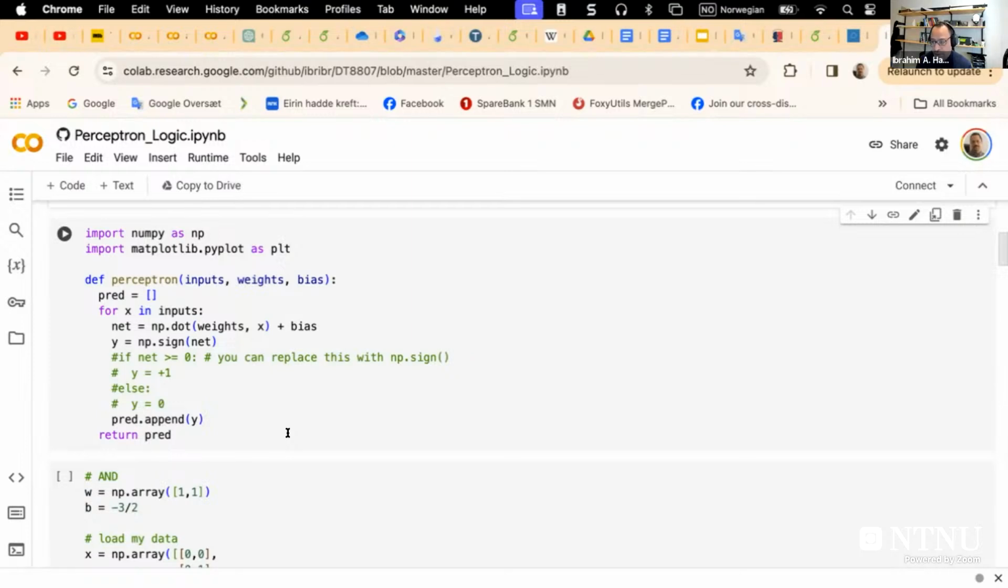So first I need to calculate net value. So net value, it will be omega multiplied by x, omega transpose x plus bias. You can just use here dot product. And after doing this, you can use a function called the sign function.